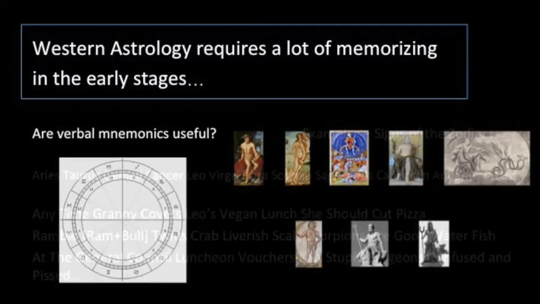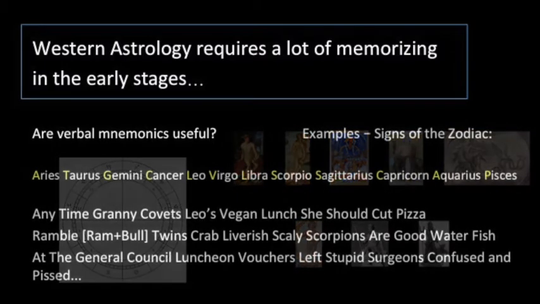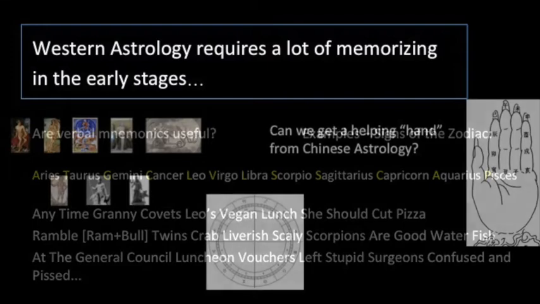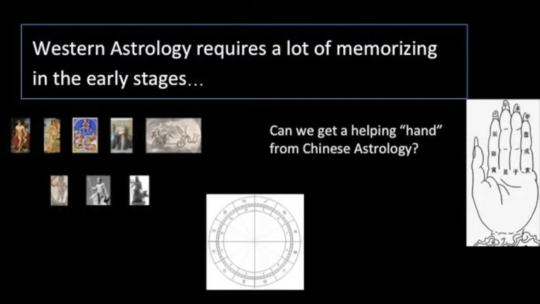The verbal mnemonics that I've seen don't appear to be very memorable on their own, and don't really help you advance in terms of the properties of the signs. So let's see if we can borrow some ideas from Chinese astrology.